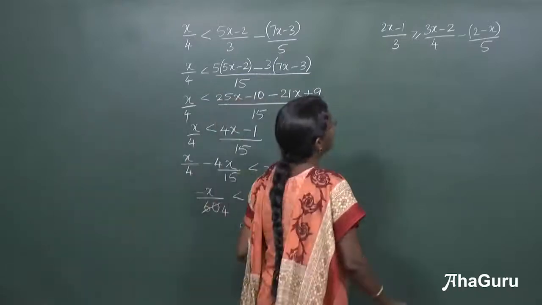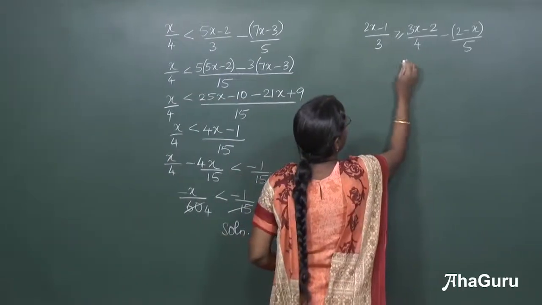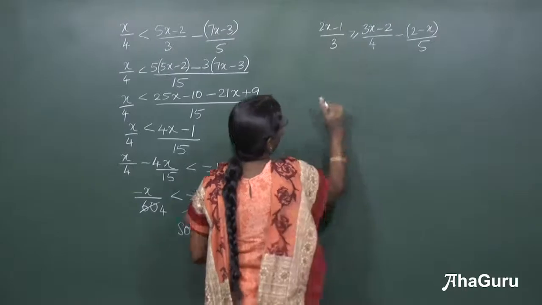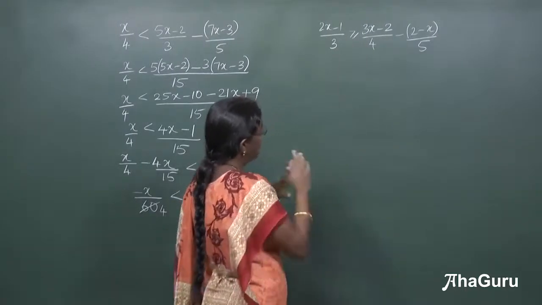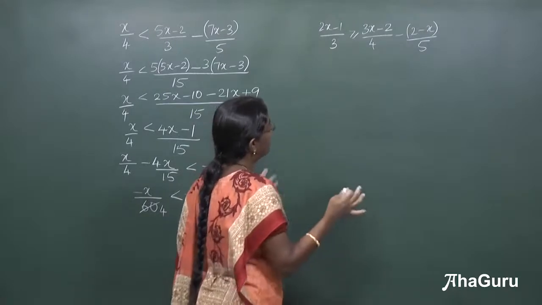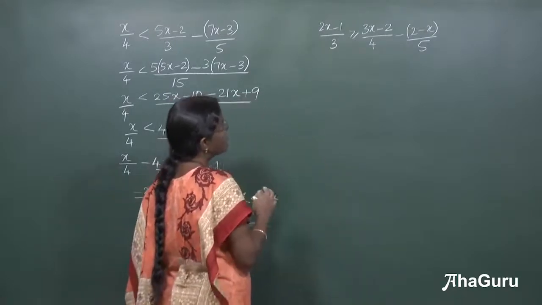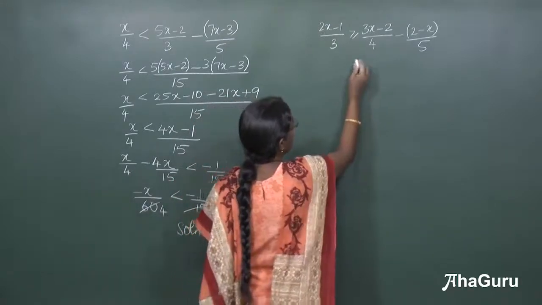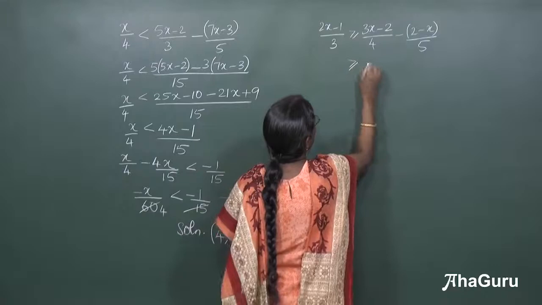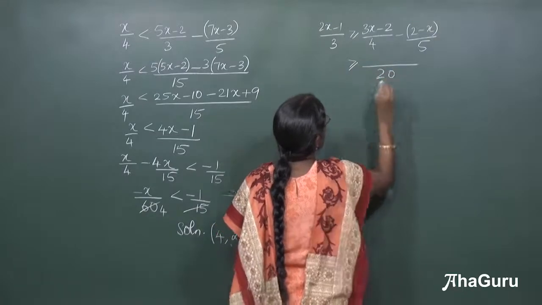We'll see how to simplify this. One way of doing it is taking the LCM, or the other way, we can even split it, take all x terms to one side, constants to the other side. Both ways you get the answer, but this might be a little easier way. We'll take the LCM as 20.